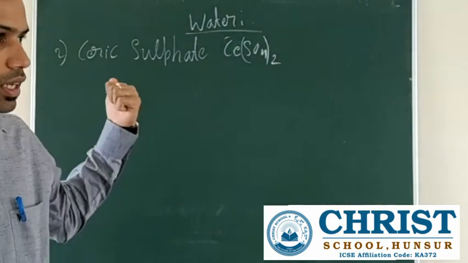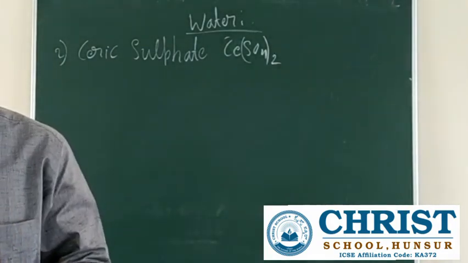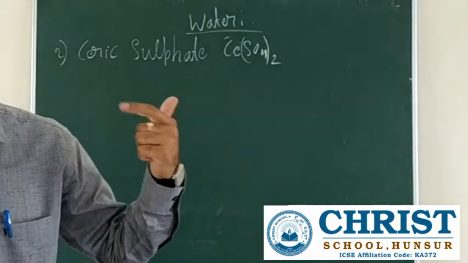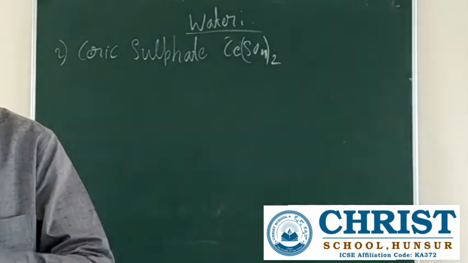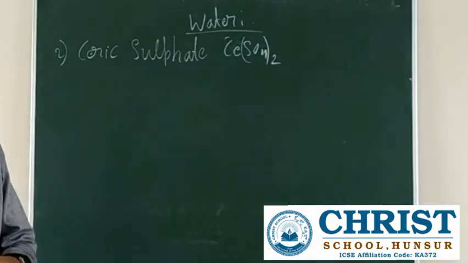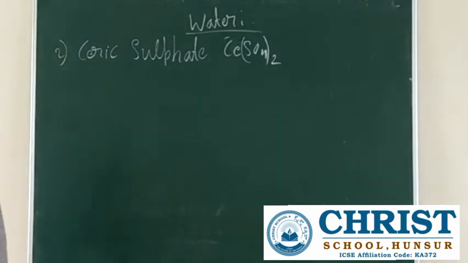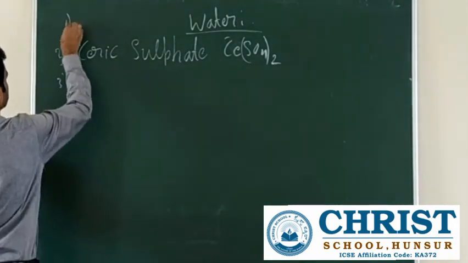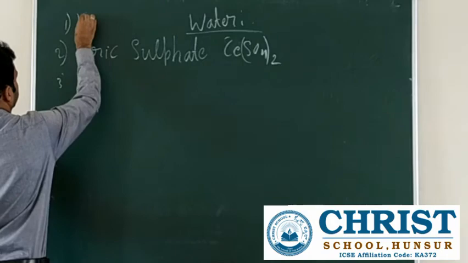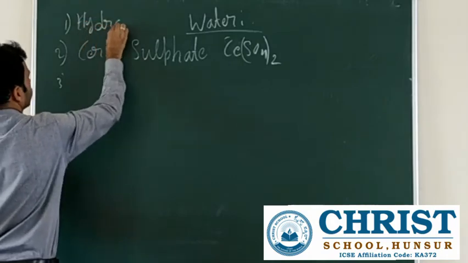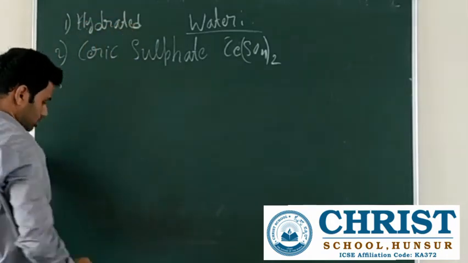So one more example. The first example, hydrated calcium sulfate, and the second one, ferric sulfate, and one more is there, slaked lime. That means calcium hydroxide. So calcium hydroxide's common name is slaked lime. First one, hydrated calcium sulfate.